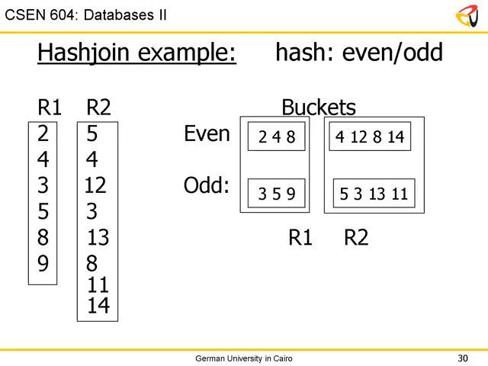set for the join. And then I will match the buckets 3, 5, and 9 with 5, 3, 13, and 11, so I will find that 3 and 5 are common. This is how basically it works.